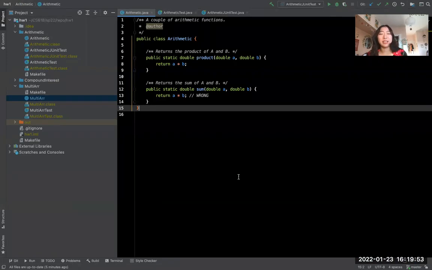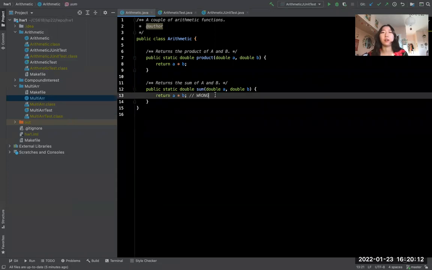We can imagine that if Arithmetic was a much more complicated class, it could be harder to find the bug. In cases like this, it's important that we have tests to make sure that our methods are working, so that we know our code was written correctly, right? Because you can't always just look at the method and tell that it's wrong.